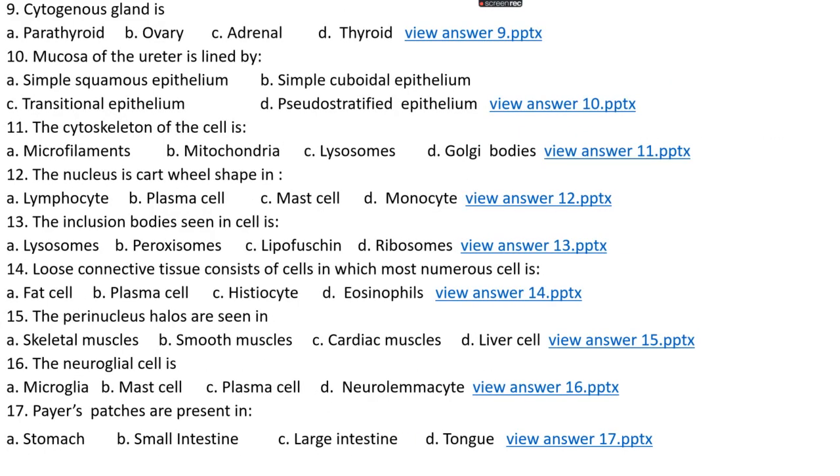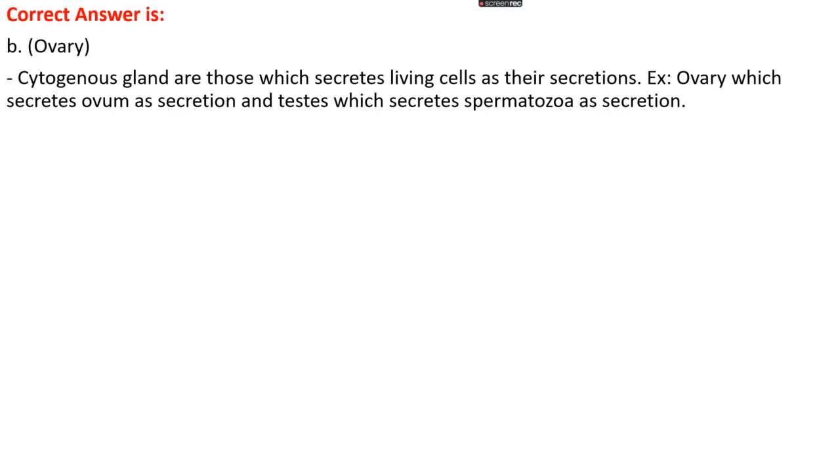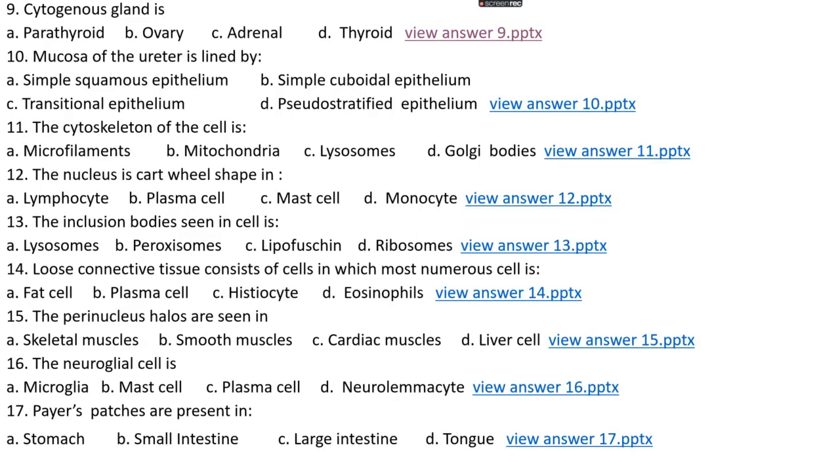Question number 9. A cytogenous gland is option A, parathyroid, option B, ovary, option C, adrenal, option D, thyroid. The right answer is option B, that is the ovary. Cytogenous glands are those glands whose secretion is living cells. For example, the ovary secretes the ovum as its secretion, and the testis secretes sperm or spermatozoa as its secretion.